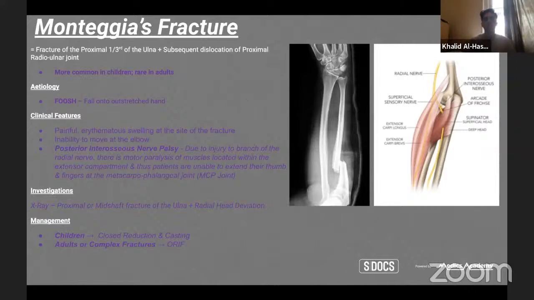So, the management. We would use closed reduction and casting in children, and in adults, we tend to opt for ORIF. This is the same in cases where the fractures are complex, such as there is large amounts of displacement, or when there are also situations such as neurovascular compromise.